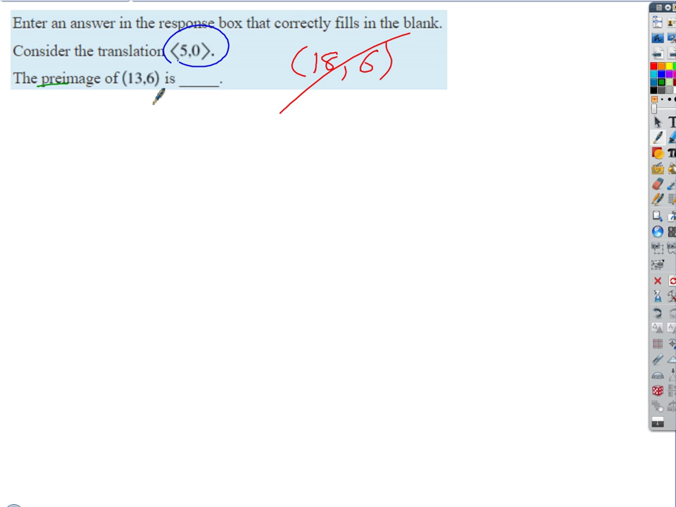That's not it, right? What it's asking for, and you be real careful with this, it wants to know what the pre-image is of this image. In other words, where did we start? Because we always start with the pre-image and end with the image, right? So this is the ending place. This is the image.